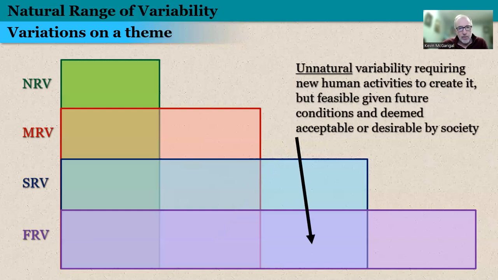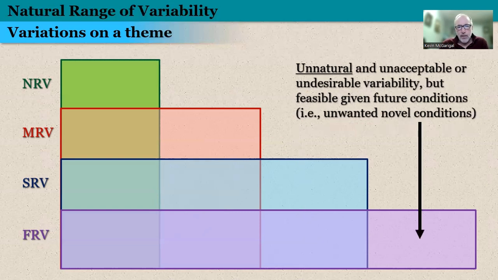This box would also be unnatural variability, that is, it's outside the NRV box, but requires new human activities, new land use practices to create it, because it's not within the range of variability that contemporary or modern human land use practices create. So we'd have to create new land use practices to create this variability. But it's conditions that are deemed acceptable or desirable by society.